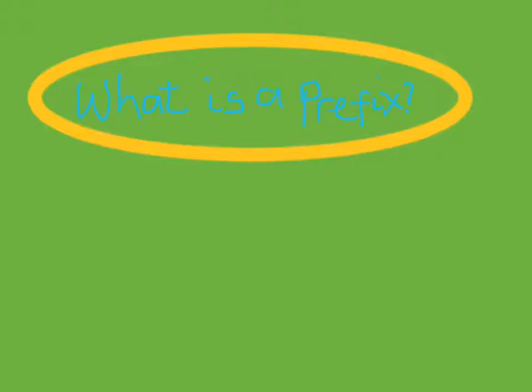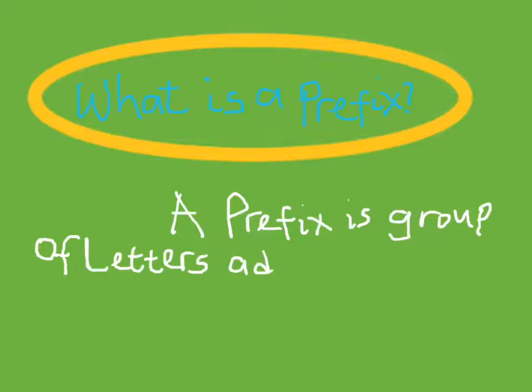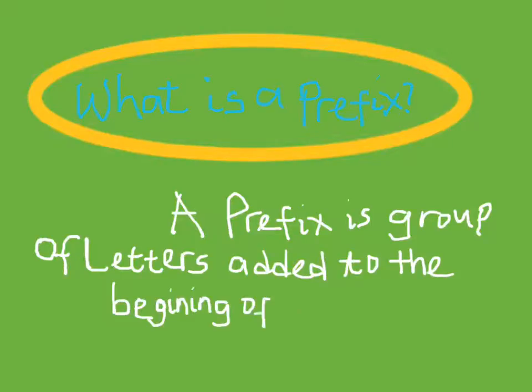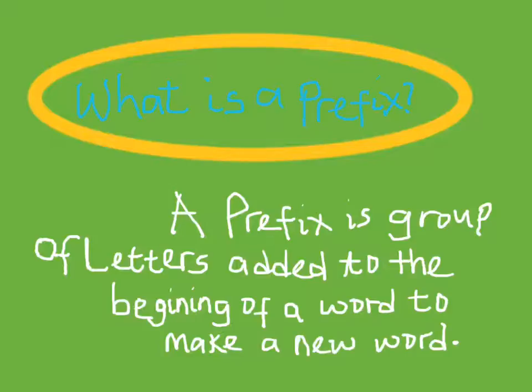What is a prefix? A prefix is a group of letters added in front of a word to give it a new meaning. A prefix is a group of letters added to the beginning of a word to make it a new word. There's a word that exists on its own, and then a prefix is a number of letters added in front of that word that already has a meaning, to give it a new meaning.